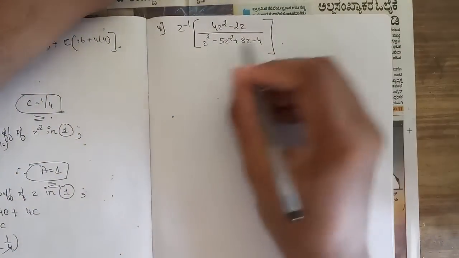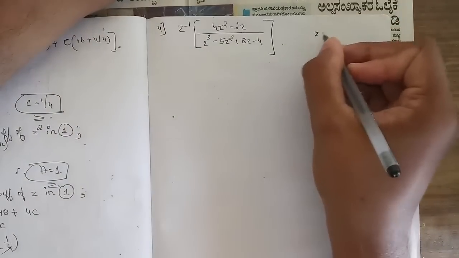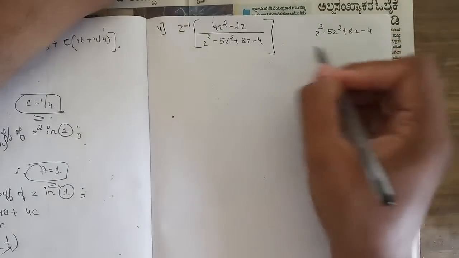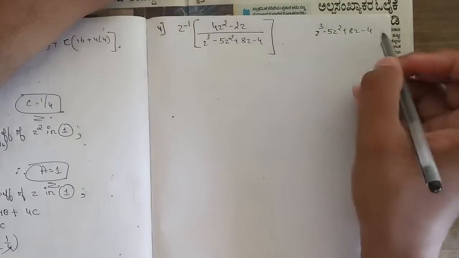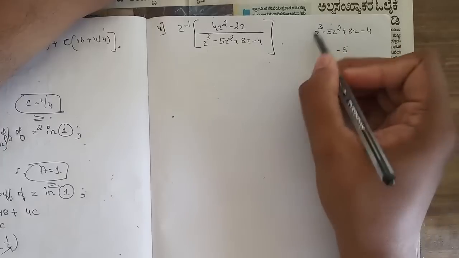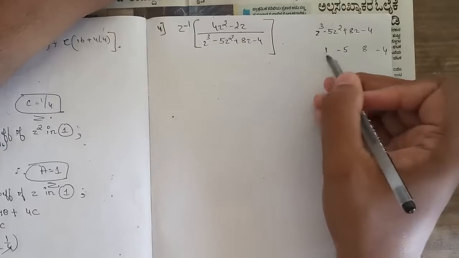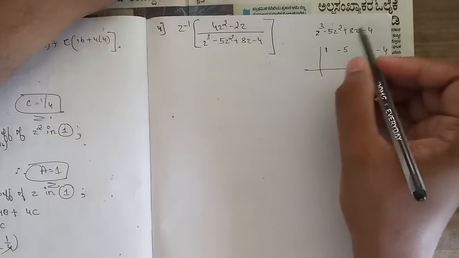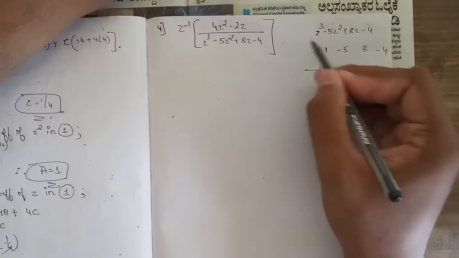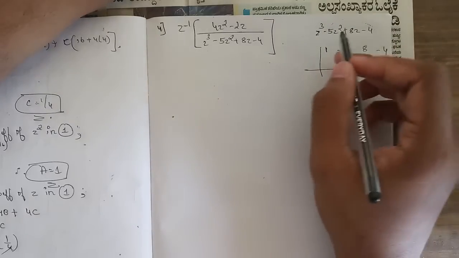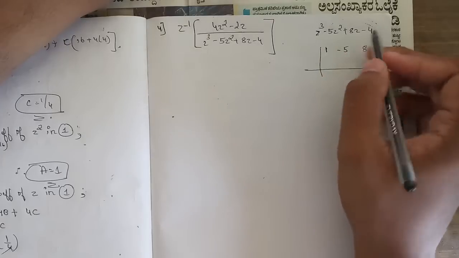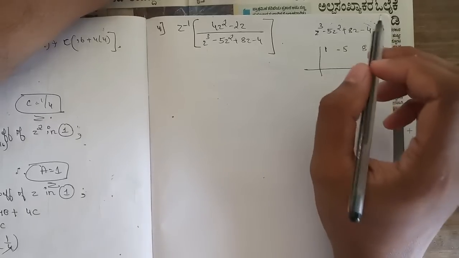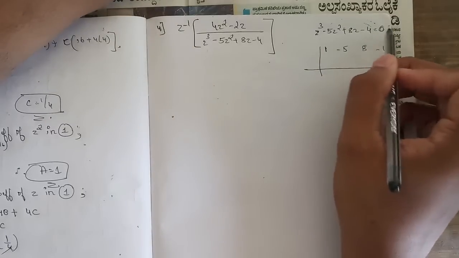Okay, so now we need to find the roots using synthetic division. Here we need to write all the coefficients on one side: 1, minus 5, 8, minus 4, along with its first root. For the first root, we can put this equation in the calculator, or we can substitute values of z in such a way that the expression is equal to 0.